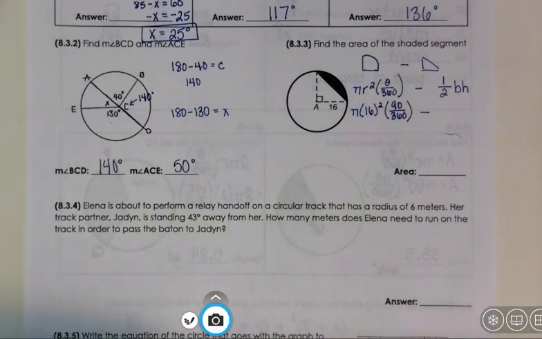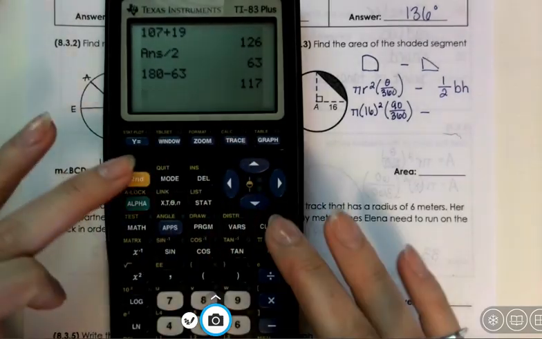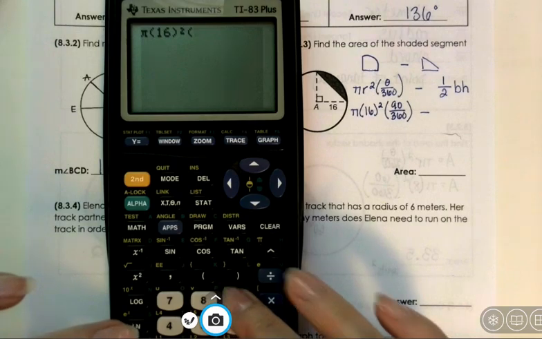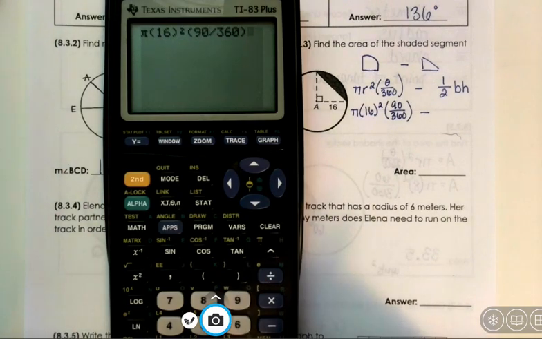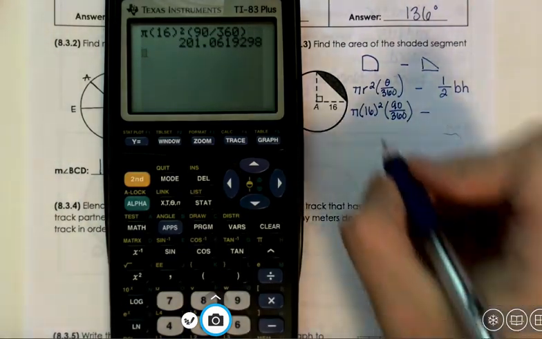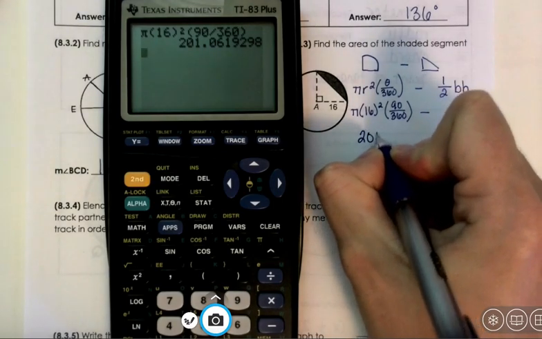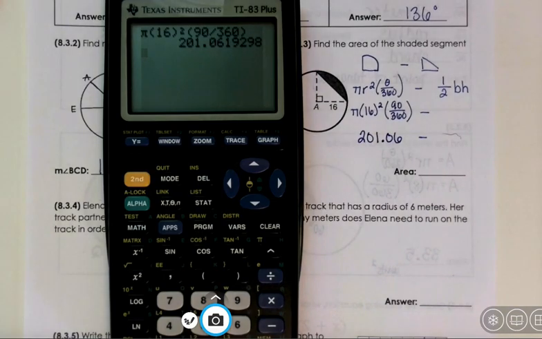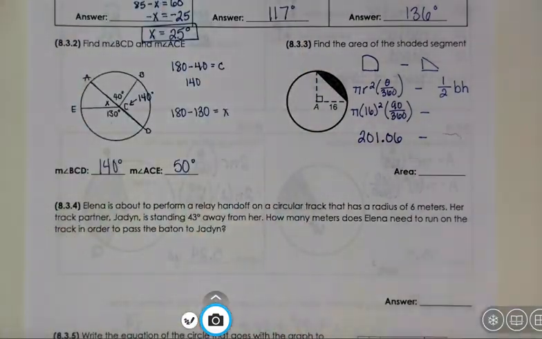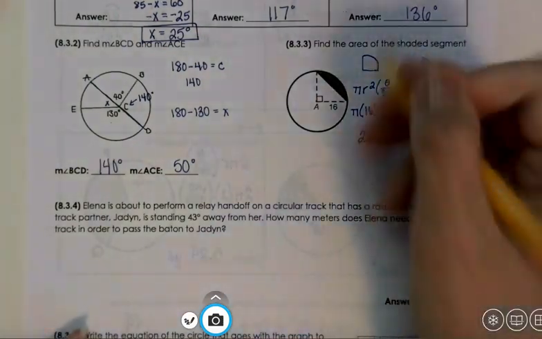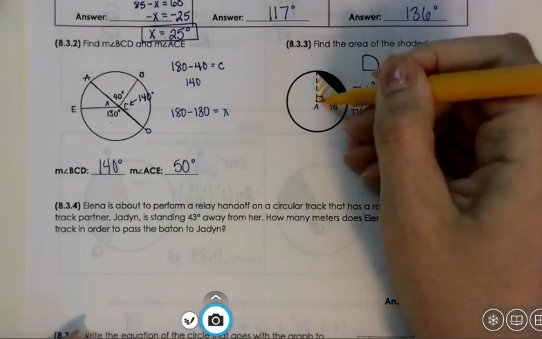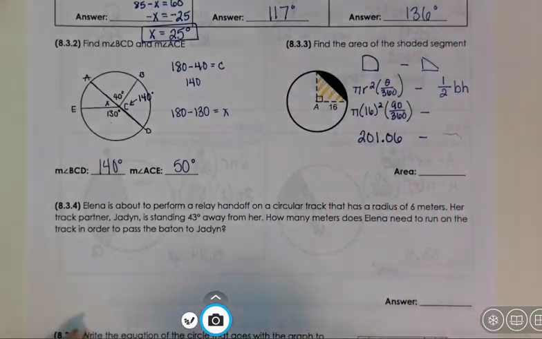So I want to type this whole thing into my calculator here. I have pi and then 16 squared, 90 divided by 360. So the area of my sector is 201.06. And that would be, let me grab a different color real quick, that would be all of this. So the empty triangle and the shaded segment.